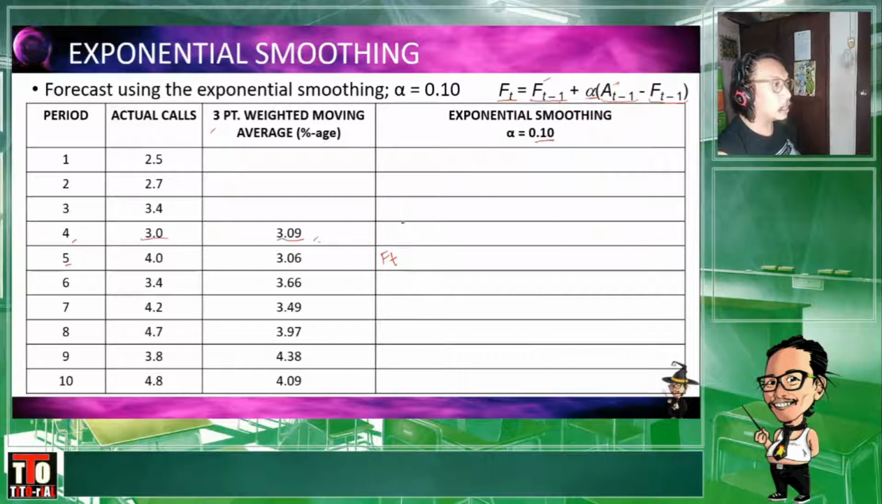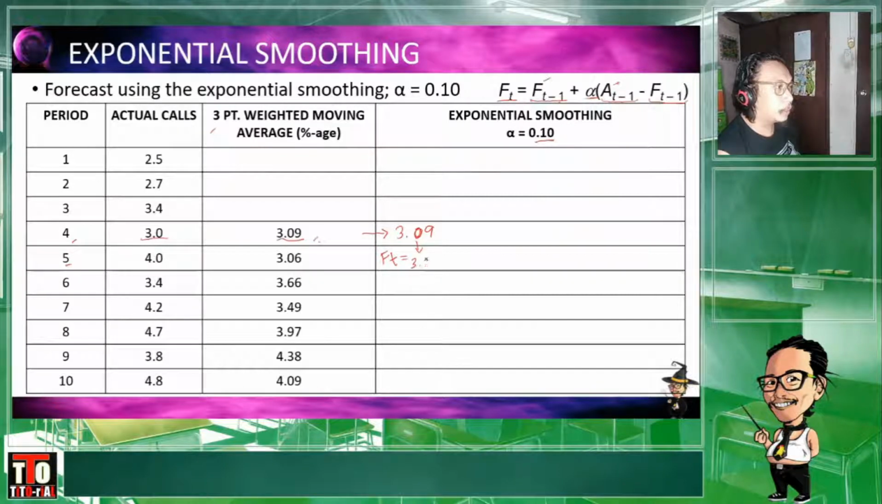this one. Since gagamitin natin yung forecast natin ng 3-point moving average, assign na lang natin siya dito. So, again, this is just an assumption. Okay? Since we've used yung forecast natin for yung 3-point weighted moving average using the percentage. Okay. Now, following the formula, so ang kailangan daw natin muna ay yung forecast natin for the previous period. Ang previous period natin ay ito.